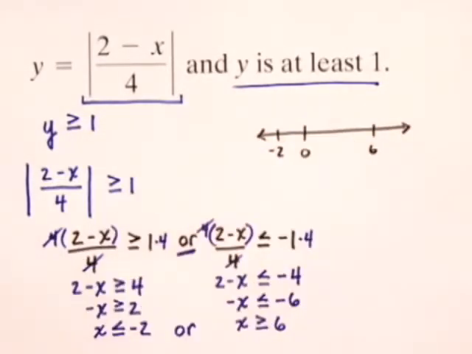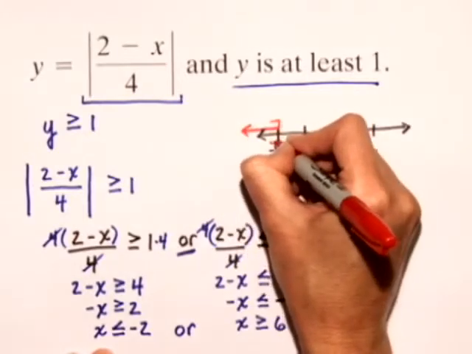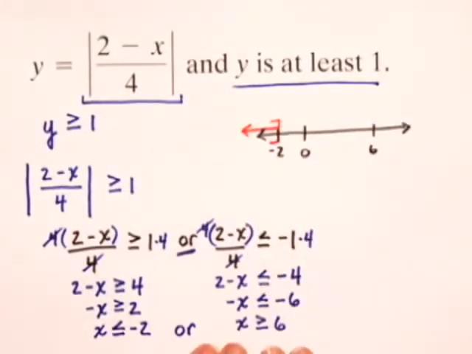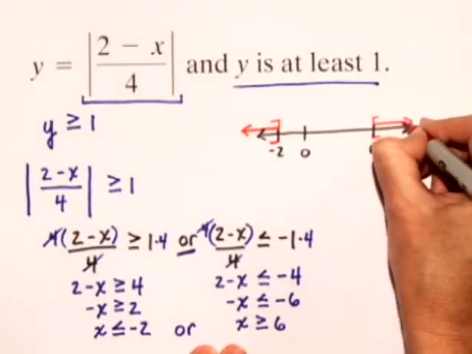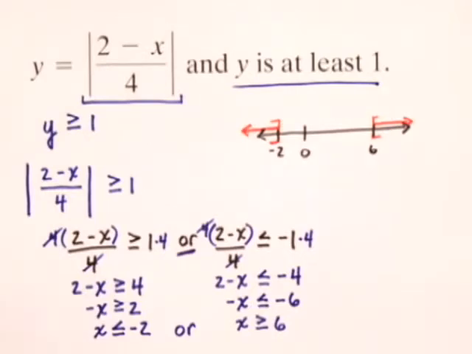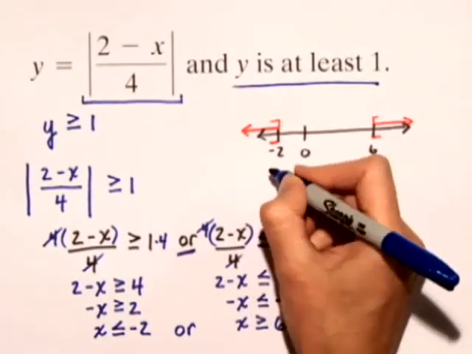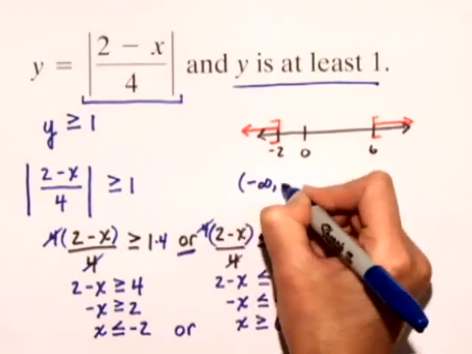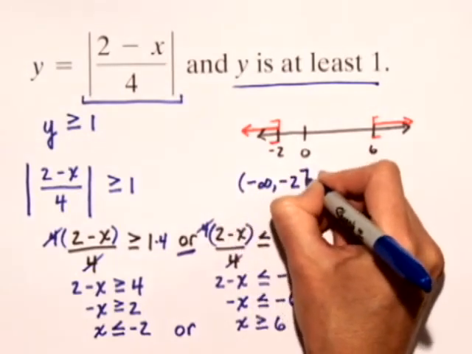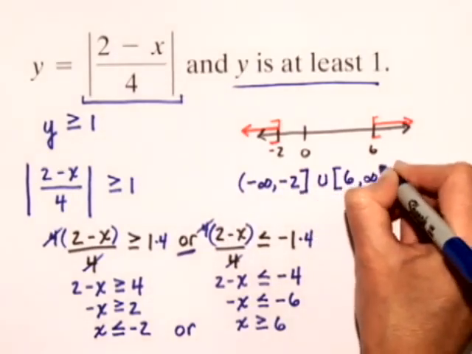And my graph will look like any value of x that is less than or equal to negative 2, so I would have a bracket with an arrow going to the left of negative 2, or x greater than or equal to positive 6, so I would have a bracket with an arrow going to the right of positive 6. I can clearly see now I have the union of these two intervals, and my solution set in interval notation will look like, starting from the left, negative infinity up to and including negative 2, union 6 to positive infinity.